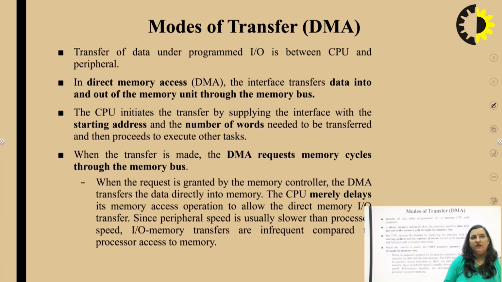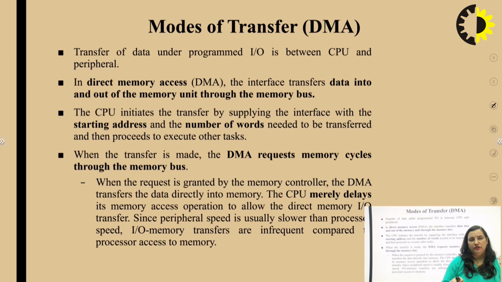And the third mode of transfer is DMA. Now, why do we need DMA? We have programmed input output, but it constantly monitors and wastes the CPU time. Then we have interrupt initiated data transfer. Now, what is the need of DMA?